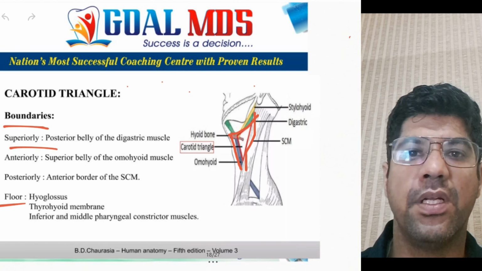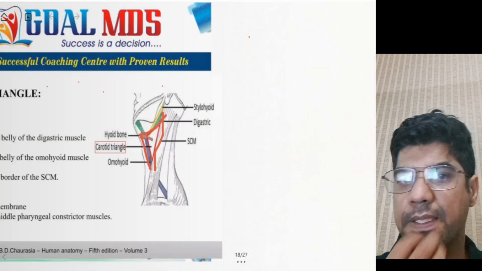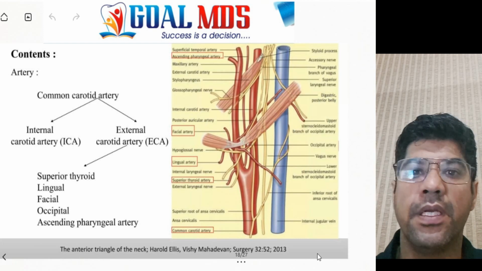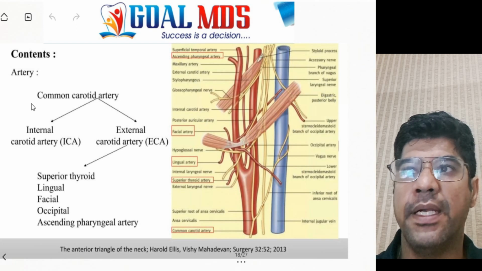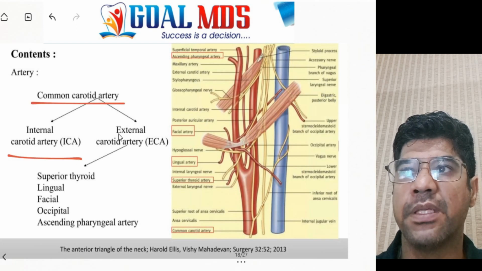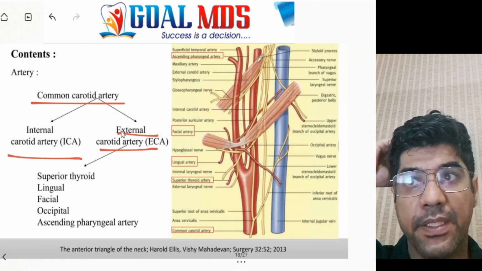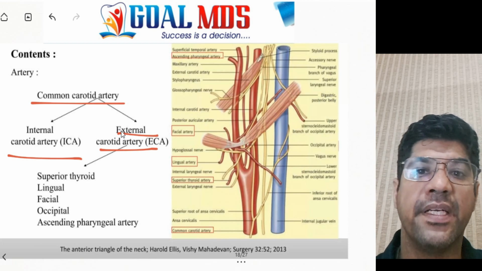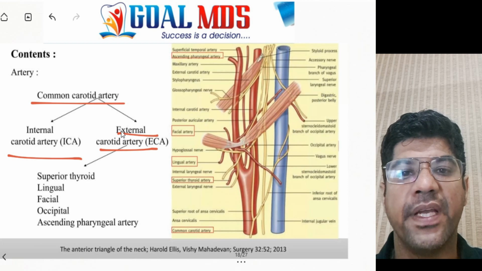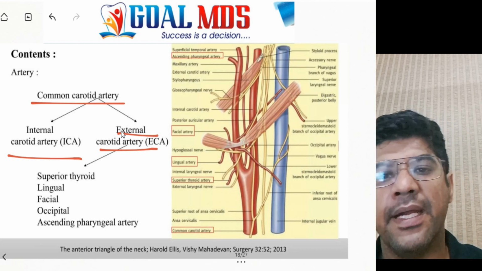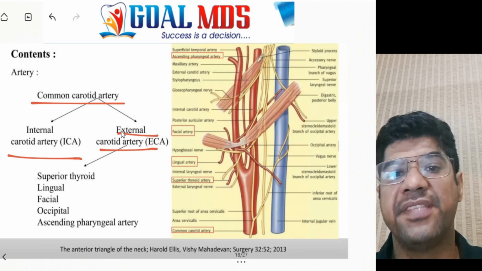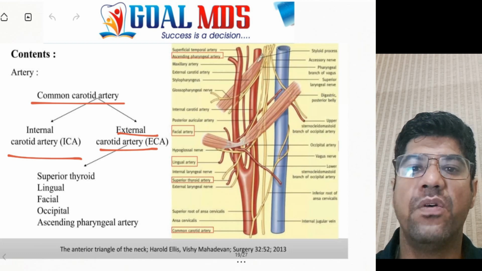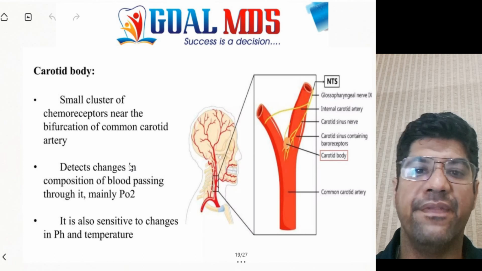Now what are the contents? It contains the arteries. The arteries are the common carotid artery, with the carotid sinus and carotid body, and the internal carotid artery and the external carotid artery, which are the branches of the common carotid artery. The veins are the internal jugular vein. The nerves are the vagus nerve, the superior laryngeal branch of the vagus, dividing into the external and internal laryngeal nerve, the spinal accessory nerve, and the hypoglossal nerve. The lymph nodes associated are the deep cervical lymph nodes.